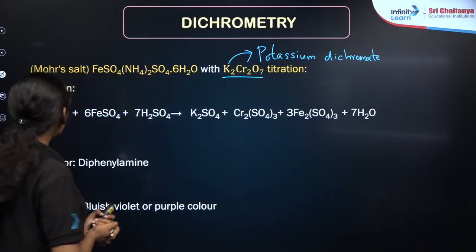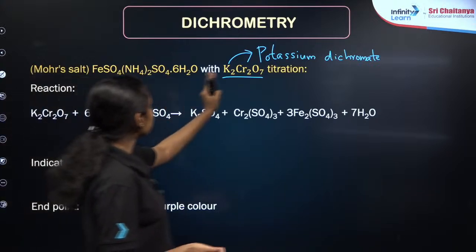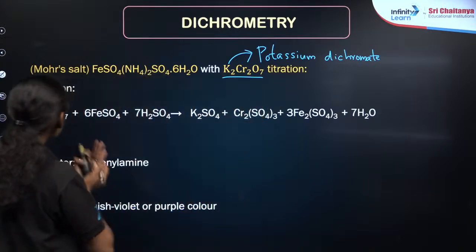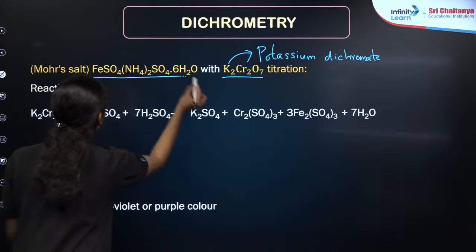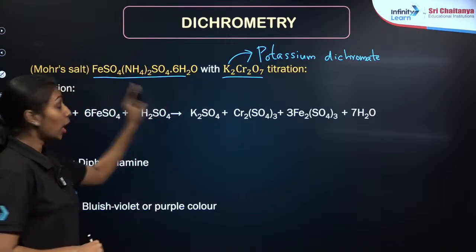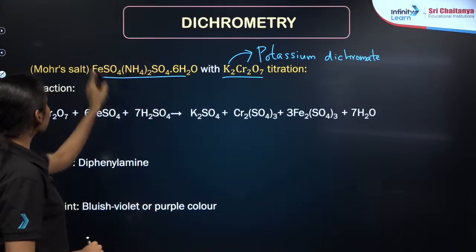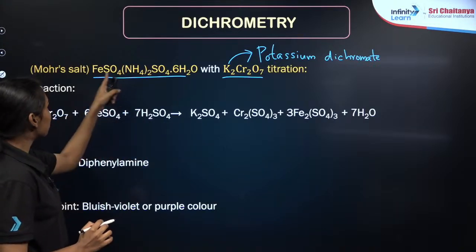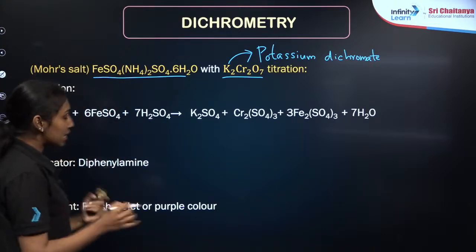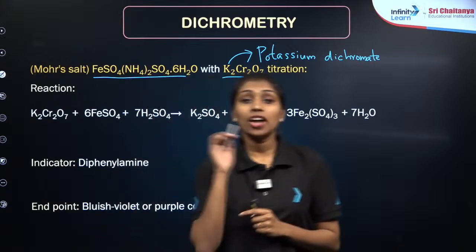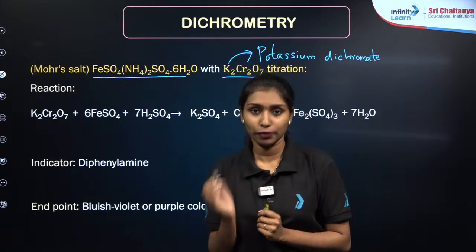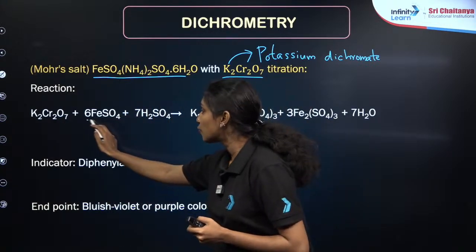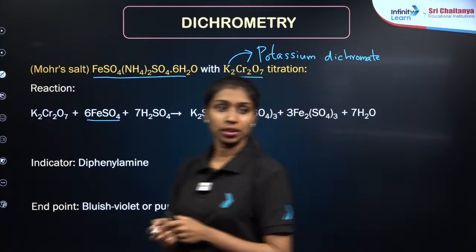Here I am giving an example of Mohr's salt with potassium dichromate titration. As you can see here, Mohr's salt is the combination of ferrous sulfate and ammonium sulfate, right? Ferrous sulfate and ammonium sulfate is known as Mohr's salt. In the reaction, there is no particular change for the ammonium sulfate, which means that in the case of Mohr's salt, the oxidation always happens to the ferrous sulfate only. So I am taking FeSO4 in the reaction. Clear?